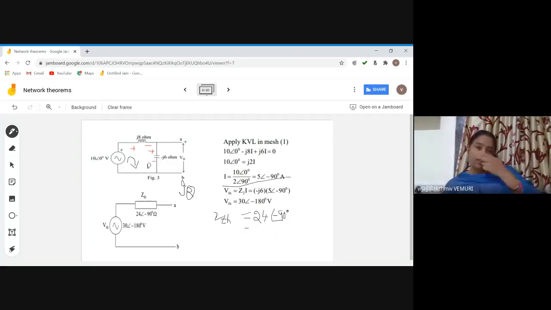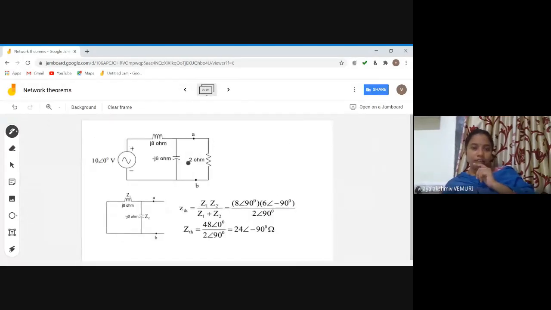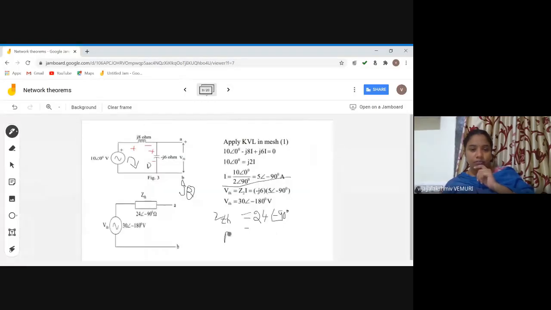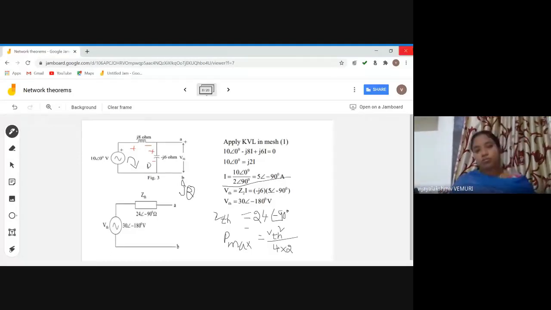If you observe here, ZTH is not equal to the load resistance, the resistor which we have removed. Then in that case, Pmax will be equal to VTH square by 4 into RL. What is your VTH value? You need to take only the magnitude, not the angle. VTH square by 4 into that 2 ohms, RL, 4 into 2.